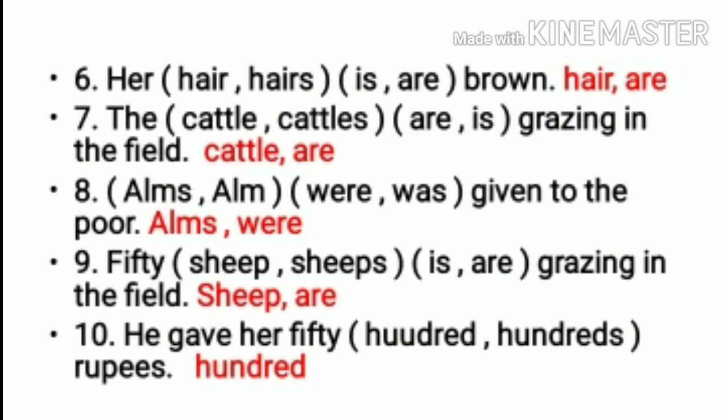Eighth one, alms or arm were or was given to the poor. So the correct answer will be alms were given to the poor. Ninth, 50 sheep or sheeps is or are grazing in the field. 50 sheep are grazing in the field.